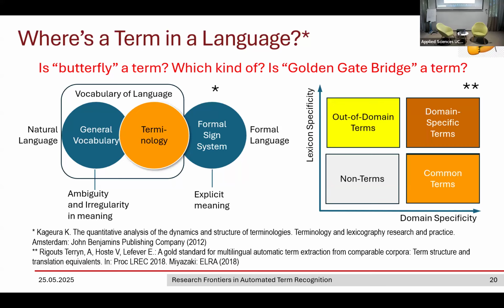Well, I'm not sure myself. So you have to make a fine-grained typology to be able to qualify and categorize expressions as terms within this category.